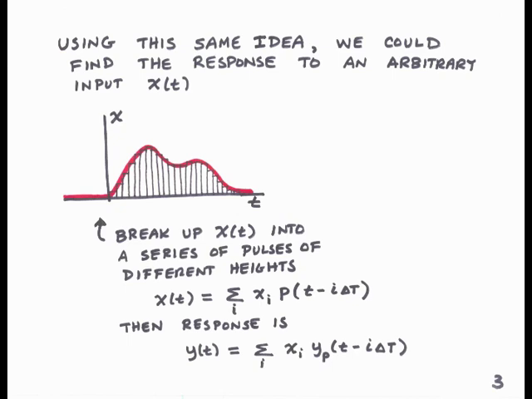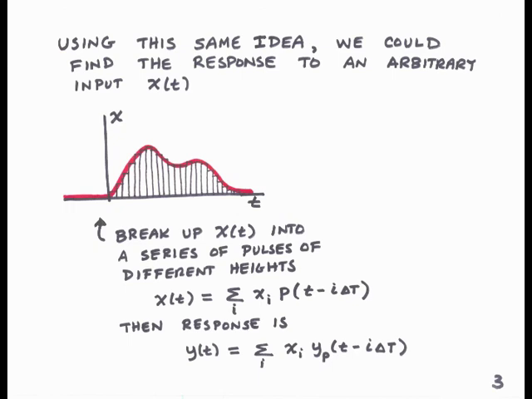And if you understand that, you can understand the following: that we could apply the same idea to find the response to an arbitrary input, x of t. We break up x of t into a series of pulses of different heights. The heights correspond to the values of x at these individual times. And then we compose a signal from these heights and pulses which have been delayed in the following fashion. x of t equals a summation over index i of xi p of t minus i delta t, where i indicates which pulse we're referring to.